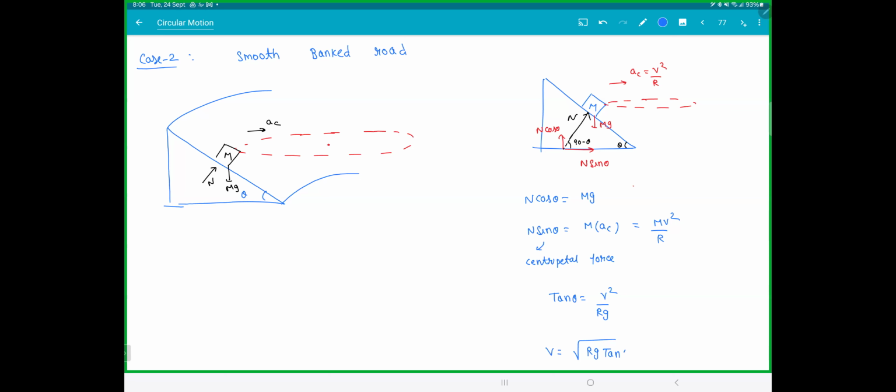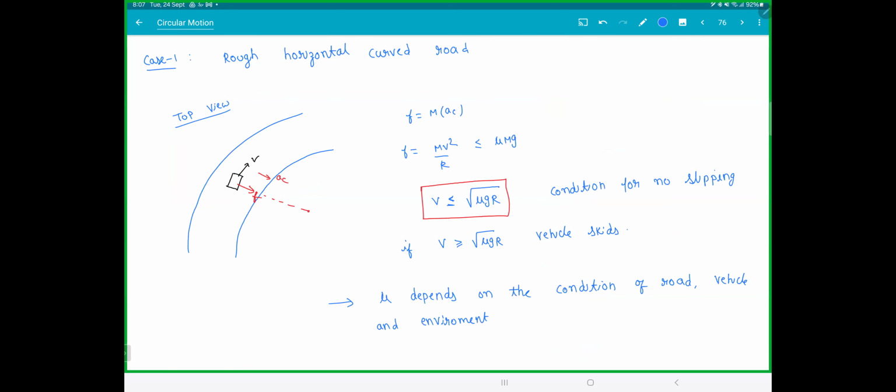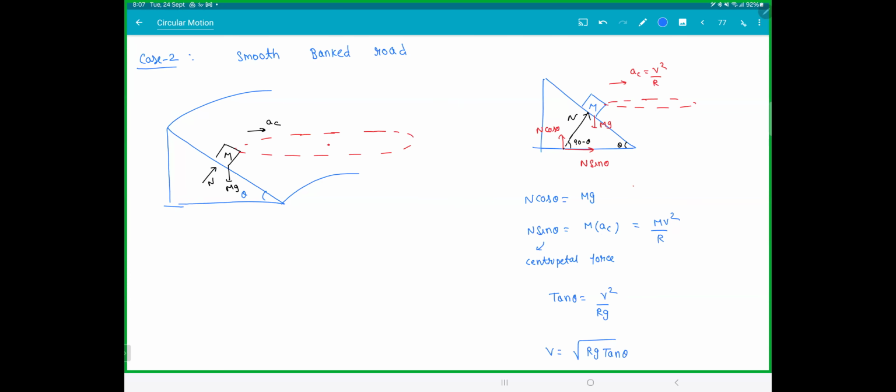And did you observe one thing? Independent of mu and independent of the mass of the vehicle. Means if you make a road like this, and again remember, in the previous question, the friction was the primary thing, isn't it? Friction was the main reason you're going in a circle. But in this case, there's no friction only. The one who is making you go is your N sin theta. Friction here is a bonus, isn't it?